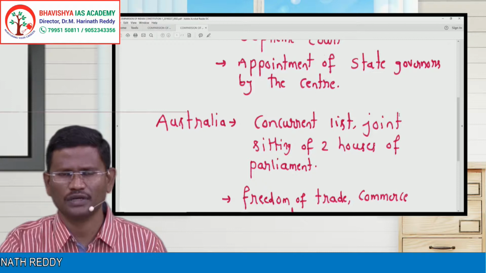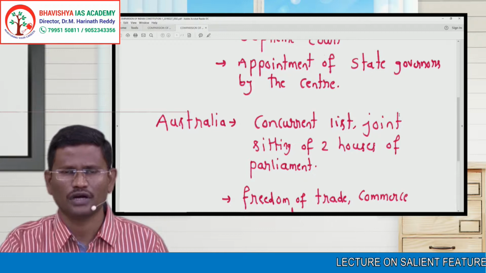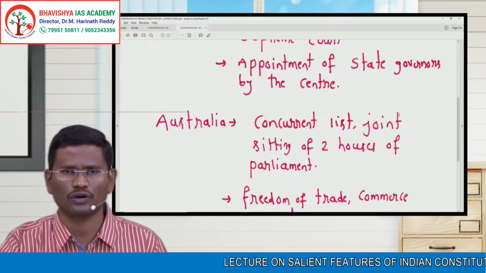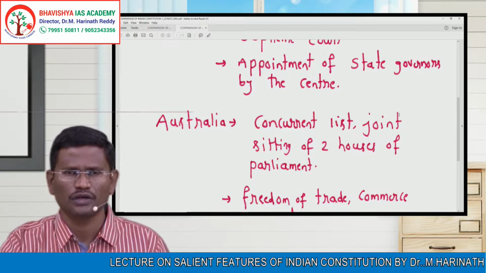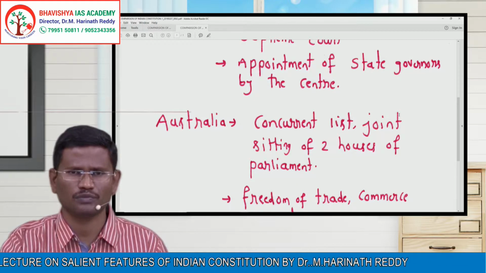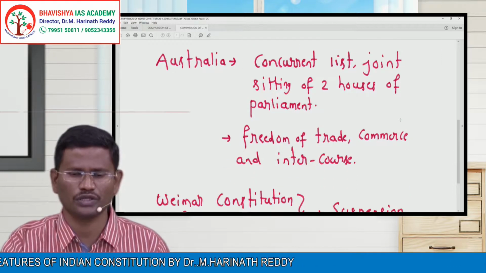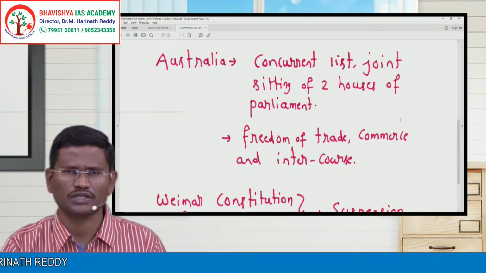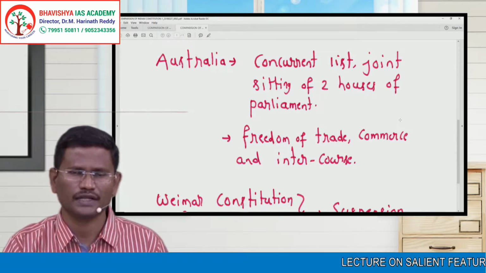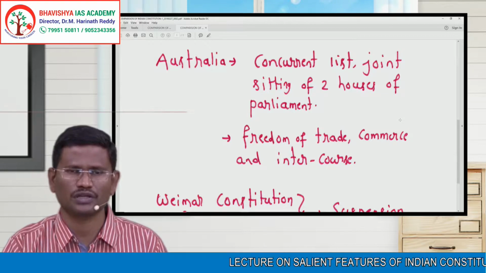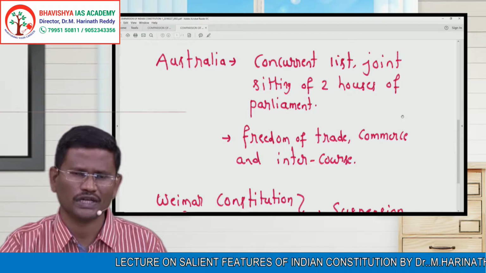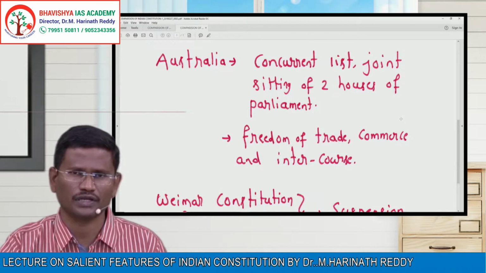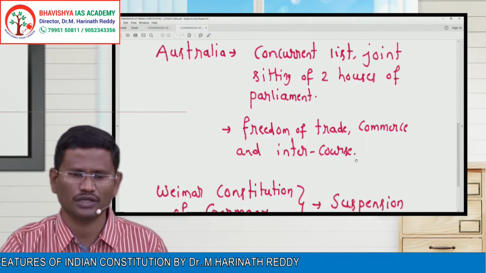So in case of disagreement, difference of opinion between Lok Sabha and Rajya Sabha, there is a provision for joint sitting. And this is borrowed from Australian Constitution. In addition to this, the idea of freedom of trade, commerce and intercourse, especially interstate trade and commerce, is borrowed from Australian Constitution. So Indian Constitution does speak about freedom of trade, commerce and intercourse.